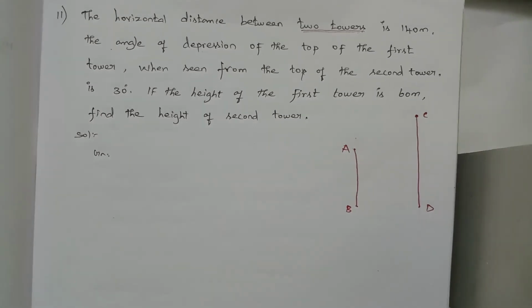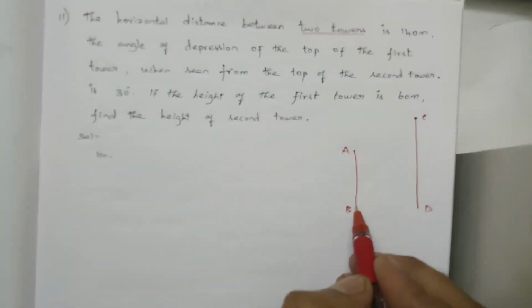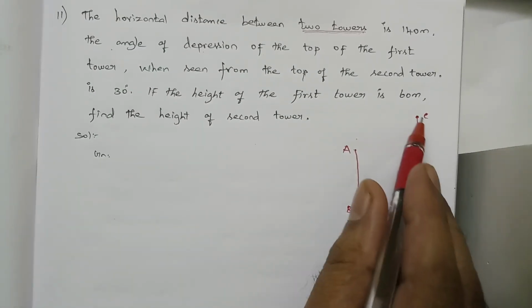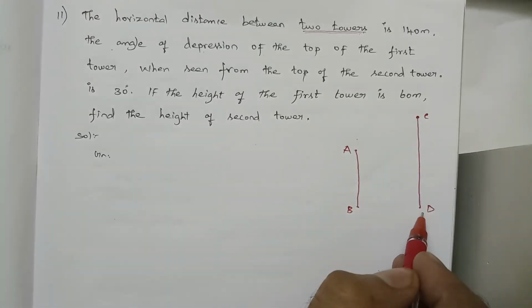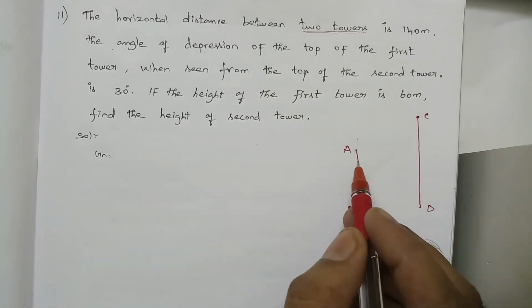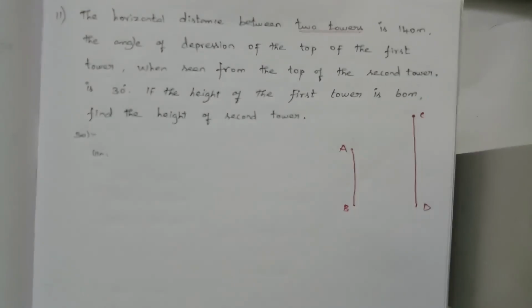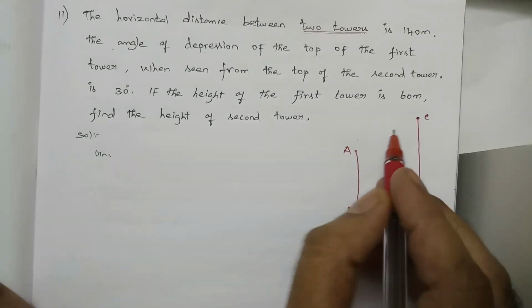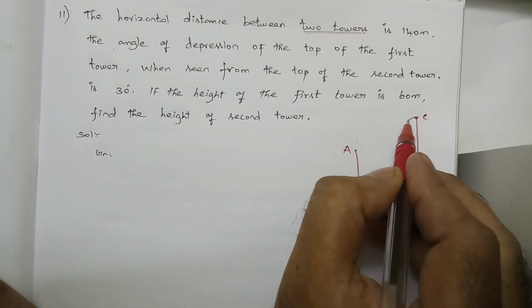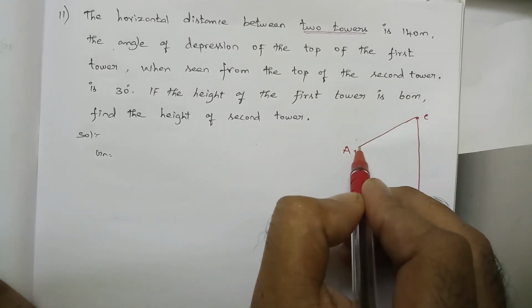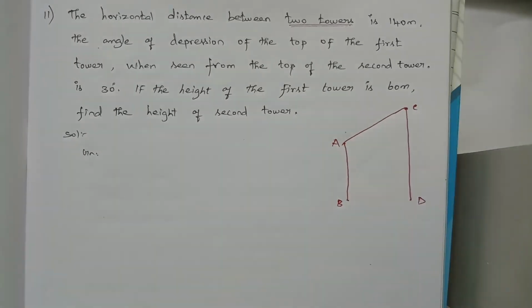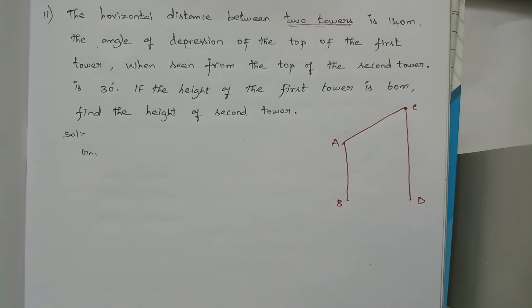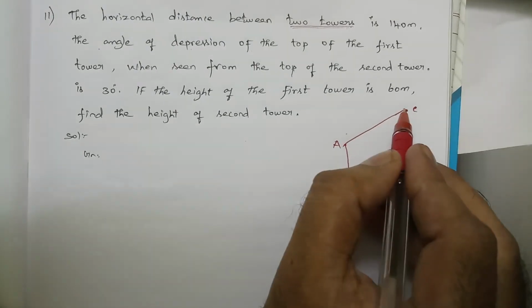So first we will mark the angles. AB is the first tower and CD is the second tower. CD, the second tower, is the biggest tower, and AB, the first tower, is somewhat smaller. For the angle of depression, the line of sight is AC, and the angle should be at the top.